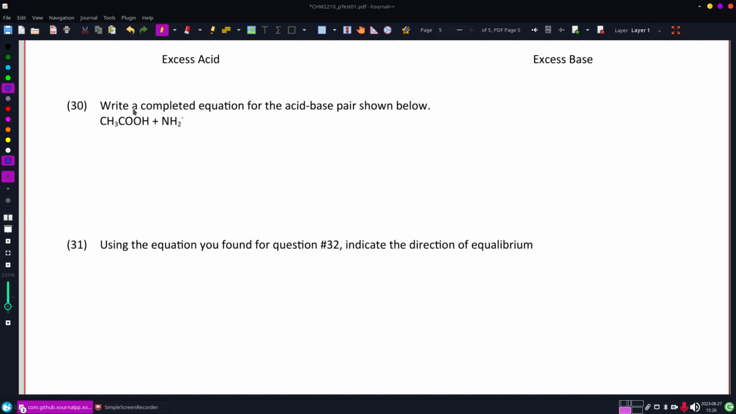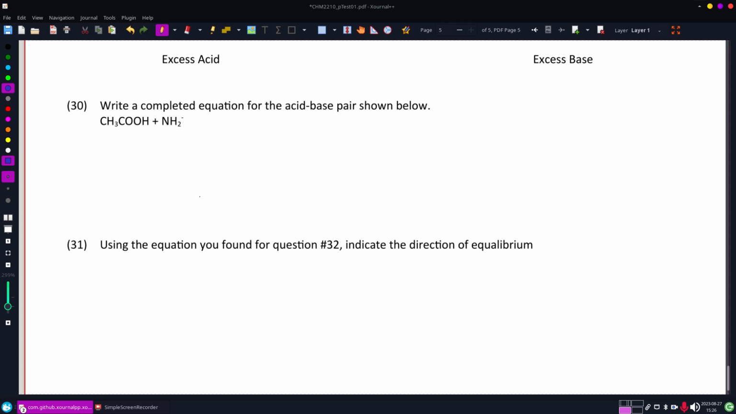All right, on questions 30 and 31, there's actually two possible answers. I'm going to go with the one that you likely would have got if you thought this one through and identify this first thing as an acid. But I'm going to go ahead and show the second one here in just a second.